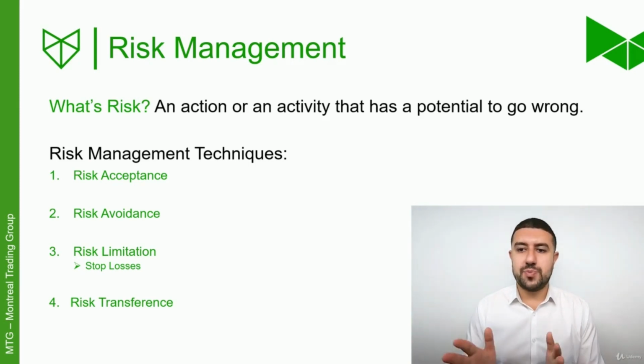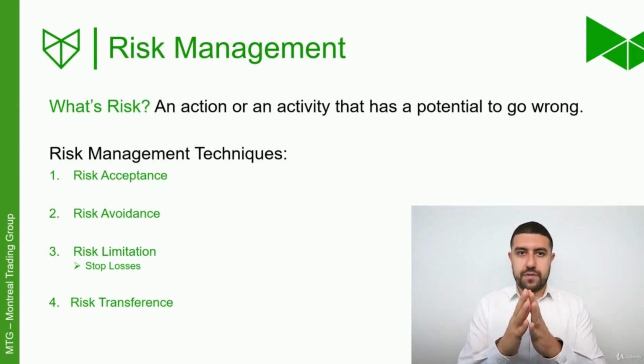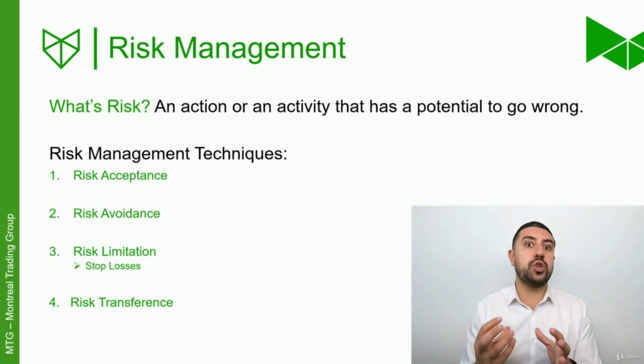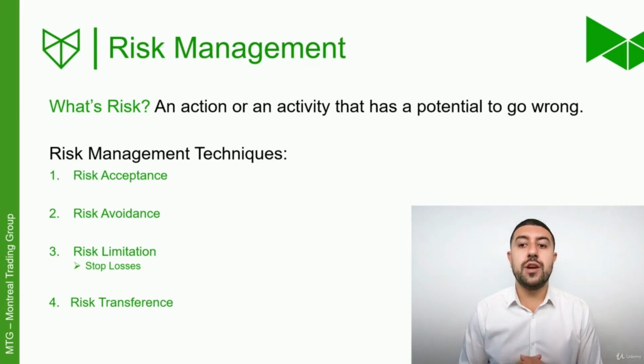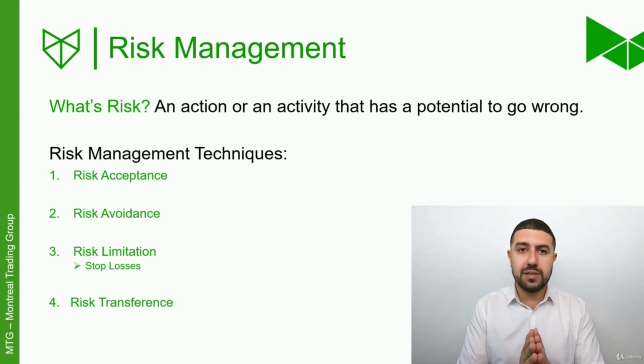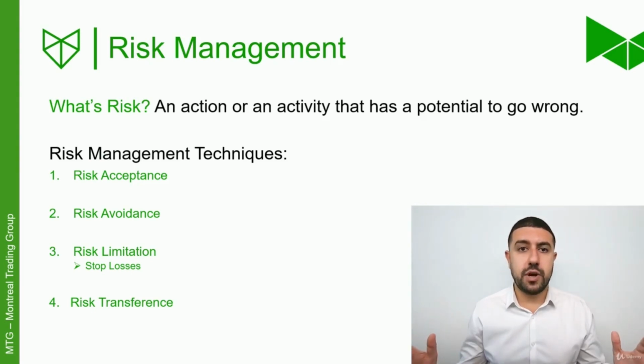So risk management is basically the action of figuring out what the risk is and then seeing what you're going to do with it. Now, you have several risk management techniques, four of them to be specific. The first one is risk acceptance. Risk acceptance is when you see that there's a risk and you just say, okay, I'm willing to take that risk and I'll take all of it, right?